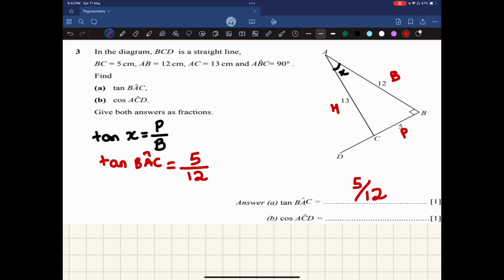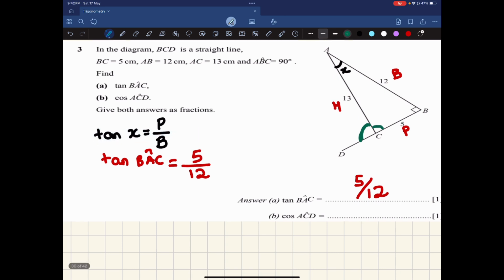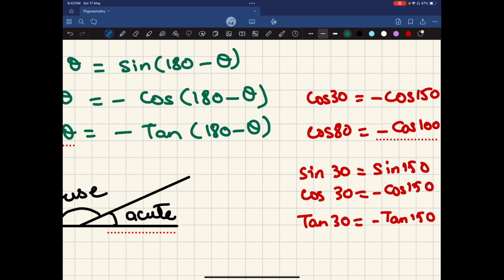Part B is cos of ACD. Okay, so they're asking you for the cos of this angle. And we have no clue about the angles, right? But we know that cos of BCA is going to be, this is the acute angle, right? And this is the obtuse angle. So cos of BCA is going to be negative cos of DCA, right? This is the identity that we've covered here.